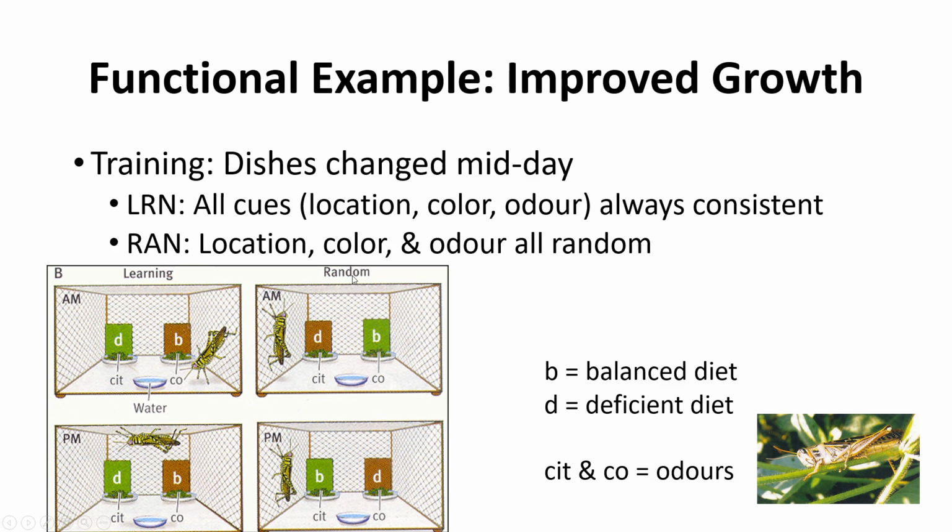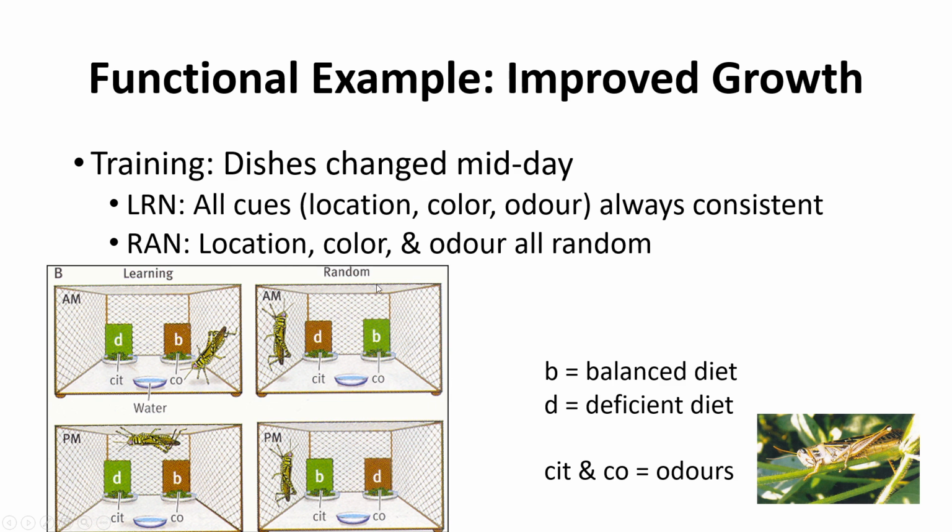For our random group, in this situation, everything was randomized. So the location would randomize. Sometimes the deficient was on the left, sometimes it's on the right. The colors could be randomized. The odors could all be randomized. So we can control for each of these individually, where maybe you'd hold some of them constant and not others.